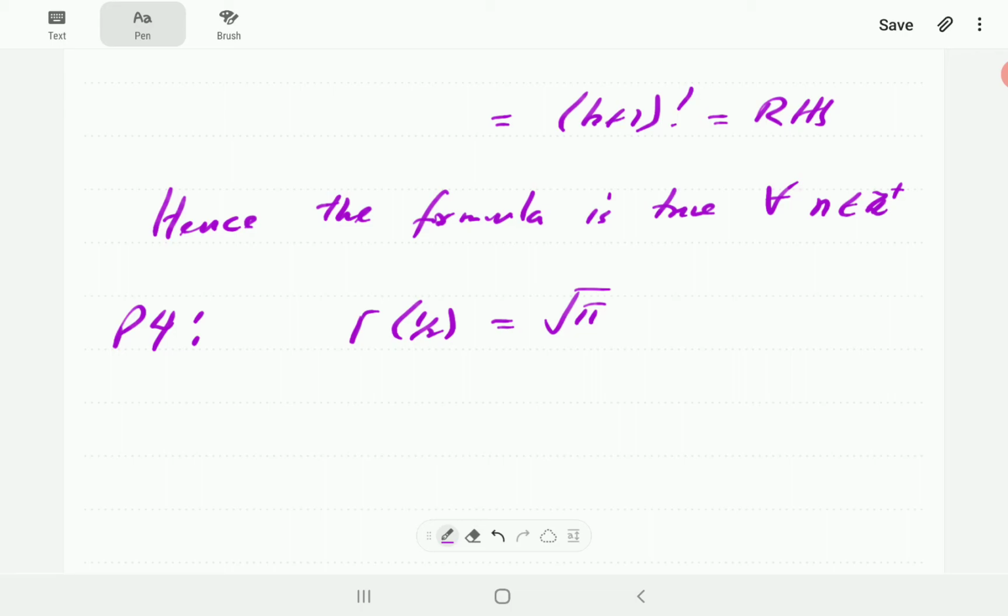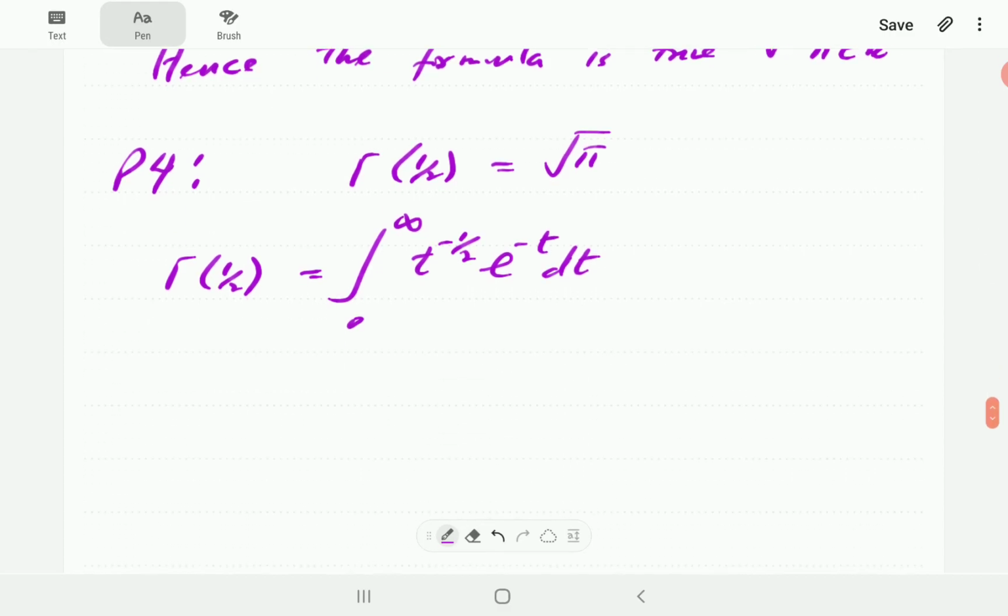So this one, if we plug in n is 1/2 in the first equation number 1, then this is going to be the integral from 0 to infinity t to the minus half e to the minus t dt. Then we are going to let t be equal to x squared. Okay, so what this means is that x is equal to square root t.